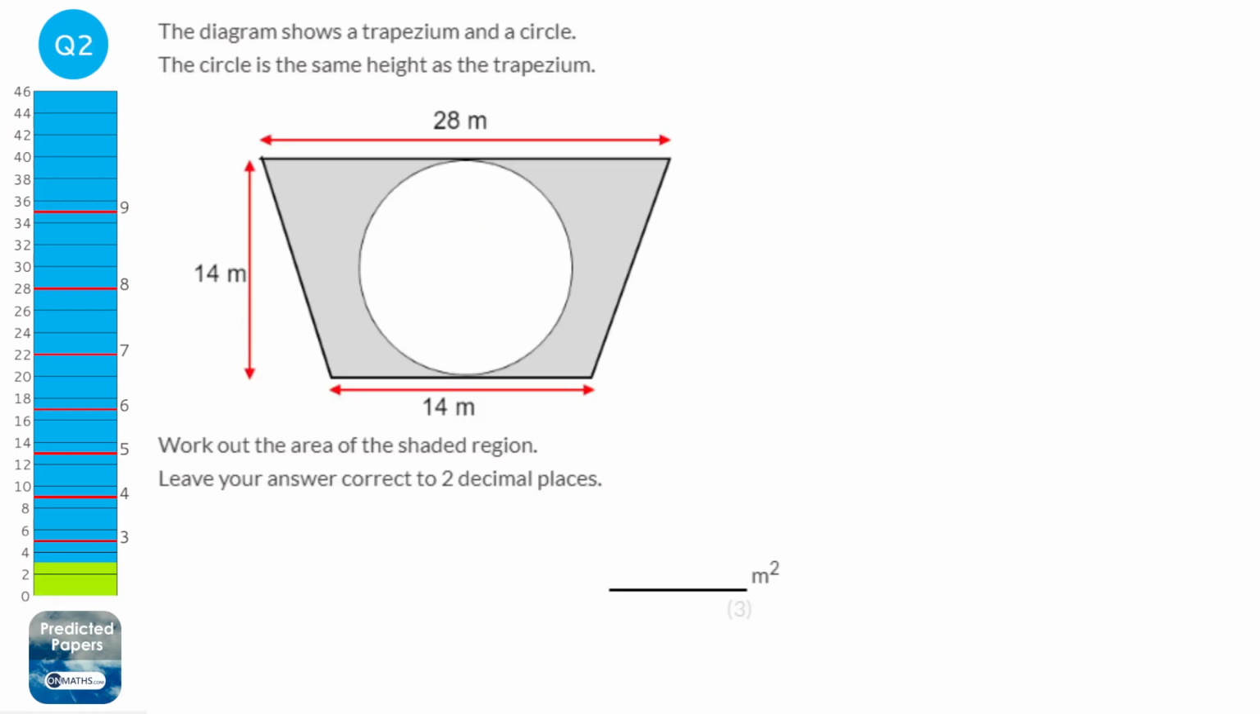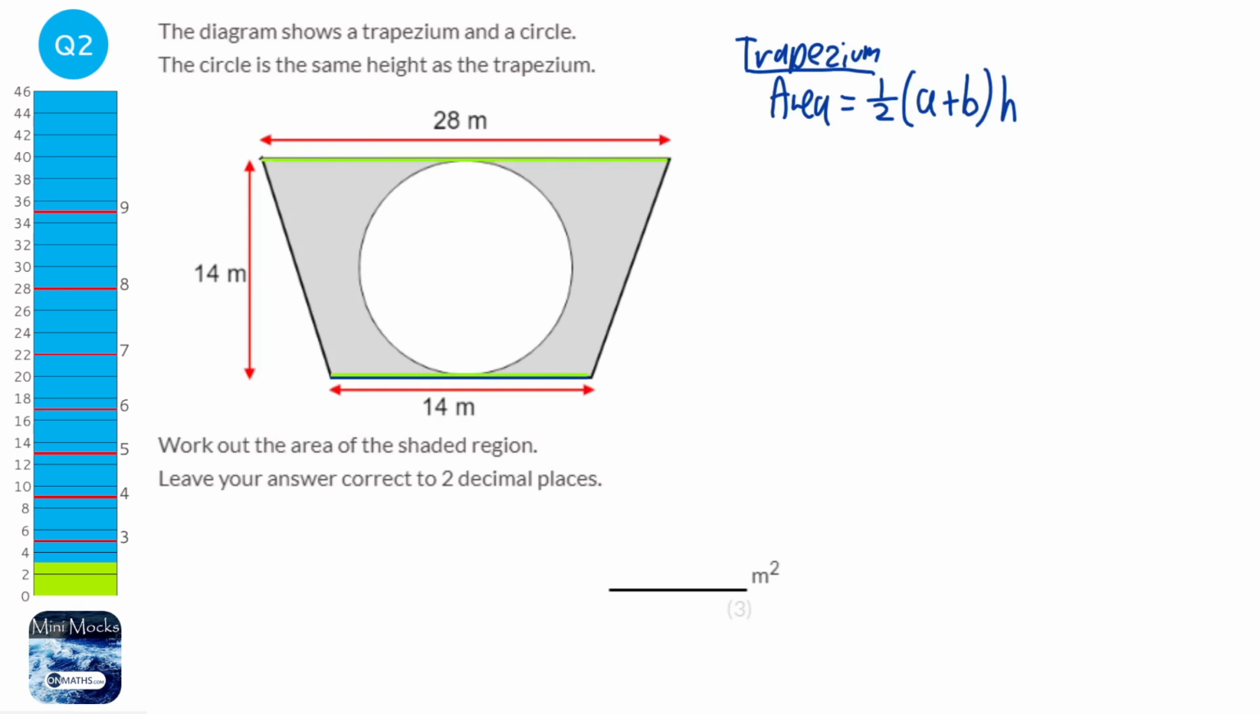So the first thing we're going to do is work out the area of the trapezium. And the formula for that is half brackets a plus b times h. Now a and b have to be the parallel sides. So here we've got the two parallel sides, here and here. So that is a and b. And then the h is the perpendicular distance between them. Perpendicular means it hits it at right angles, so that's what we've got here. So the area would be half times a, which is 28, plus b, which is 14, times the height, which is 14. And so that would be 294.